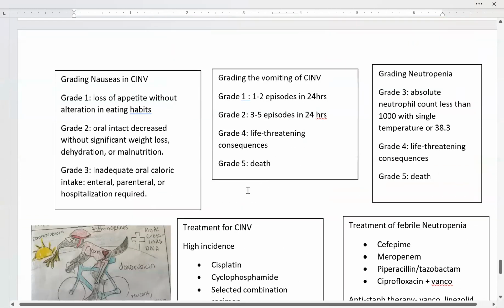Okay, so just some other stuff that's on our PowerPoint. So CINV stands for chemotherapy-induced nausea and vomiting. So there's different grades, 1, 2, and 3. 1 is that they lose appetite without altering their eating habits. 2 is that they have decreased appetite without significant weight loss, but they're dehydrated or having malnutrition. And then grade 3 is that they don't have enough intake and need to be hospitalized. So that's the grading of nausea within CINV.